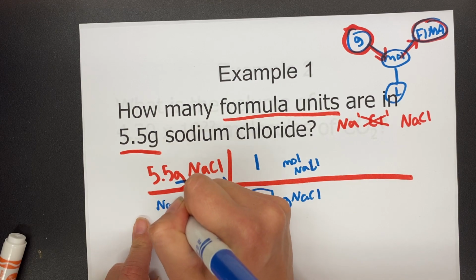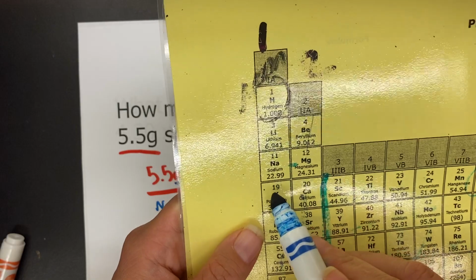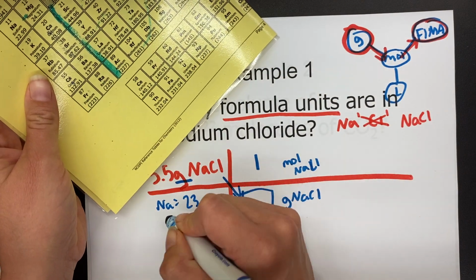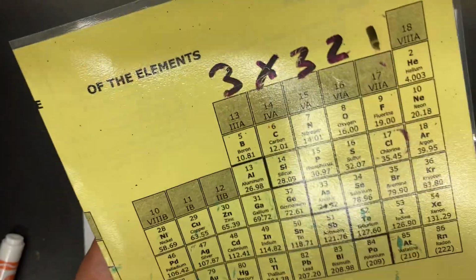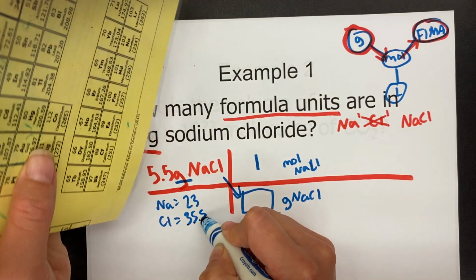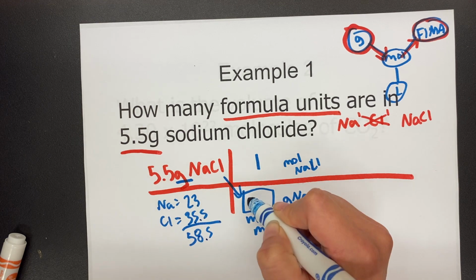So Na, we look at the periodic table, 22.99, but you can just round that to 23.0. Cl, there's only one Na. Cl, 35.45, rounds to 35.5. Add them up, 58.5.